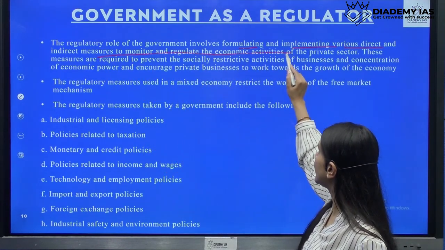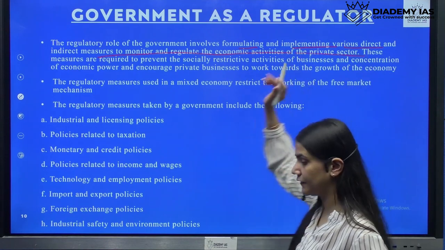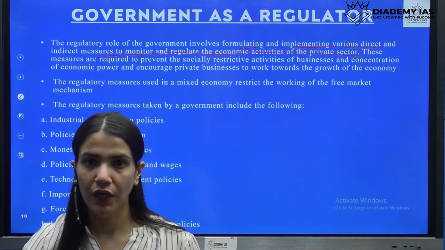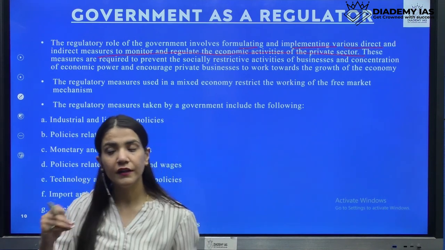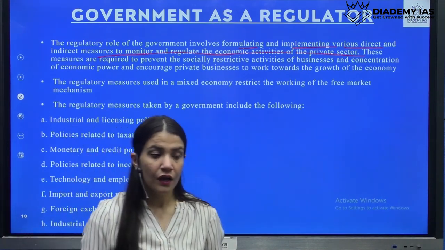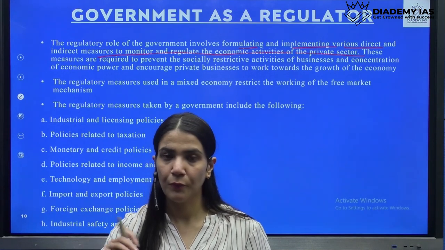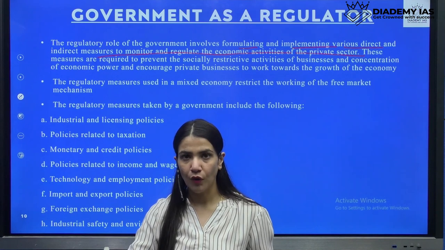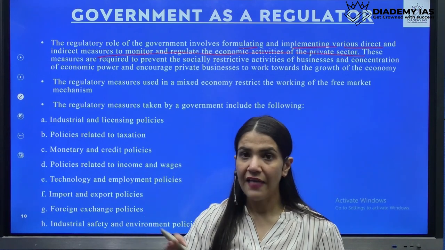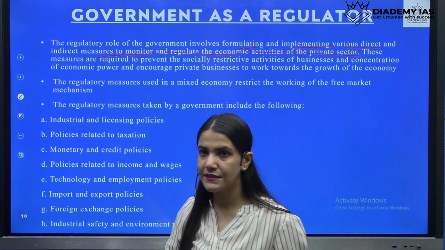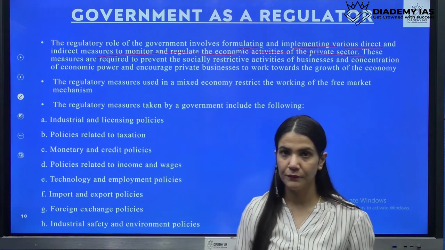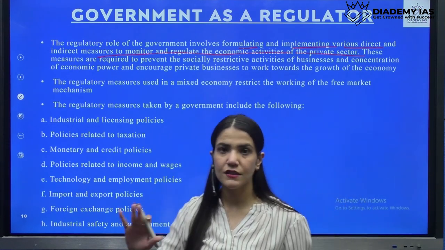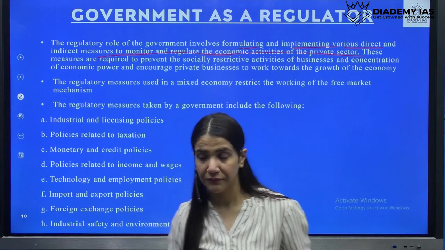The regulatory role of the government involves the formulation and implementation of various direct and indirect measures to monitor and regulate the environment and economic activities of the private sector. As per the current condition of the world market and the domestic market, the government has to sometimes add or remove certain policies or laws, and as per the understanding of all the factors, the entire process of business is made to function in a country, right?